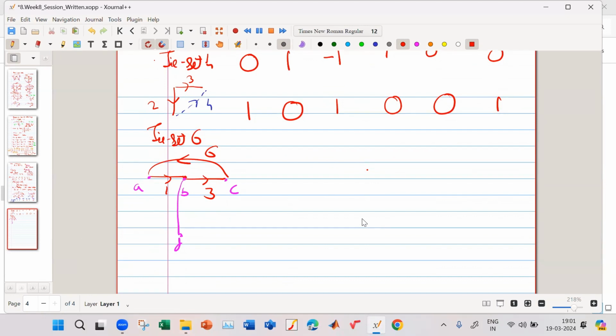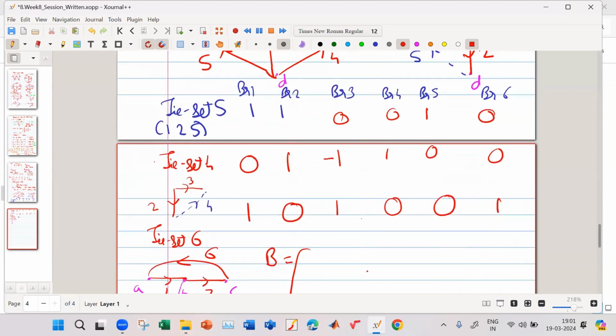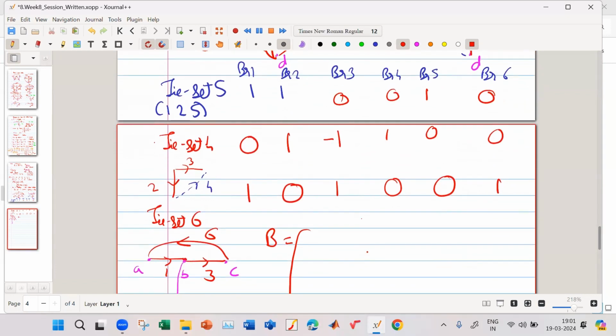So the tie-set matrix B, what will it be written as? What will be in the first row? Tie set 4: it will be 0, 1, minus 1, 1, 0, 0. Next row, what will be there?